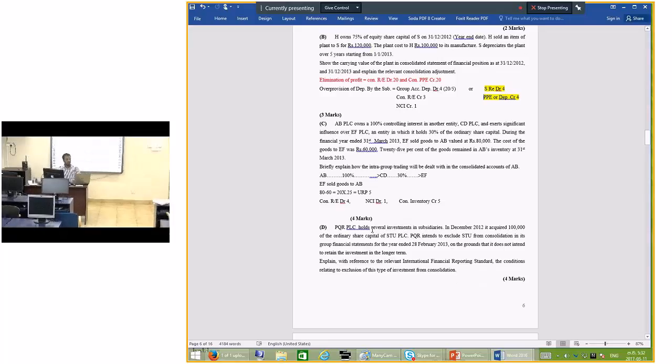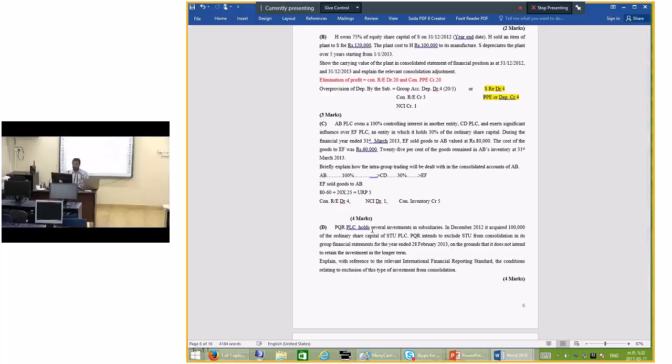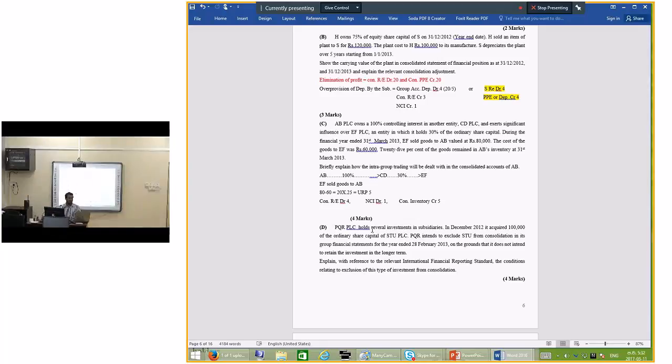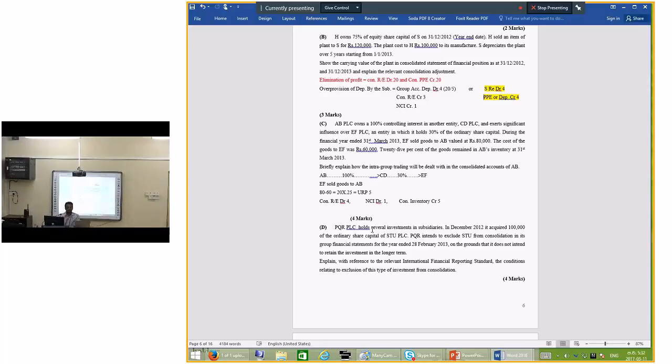That's why we say work for 3 hours and you can pass the exam very easily. All the terms, figures, entries and calculations, you get what? Marks.